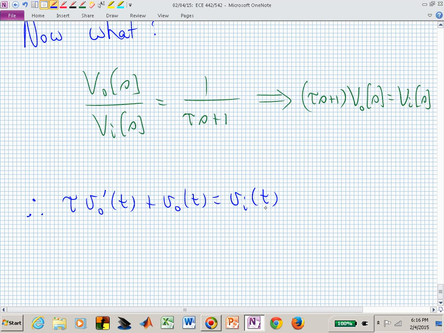And there is our first order differential equation that is, because we know what tau is, that's 0.00167. This is now a low-pass filter with a bandwidth, or it solves the dynamic relationship between the input and an output of a low-pass filter in the time domain.